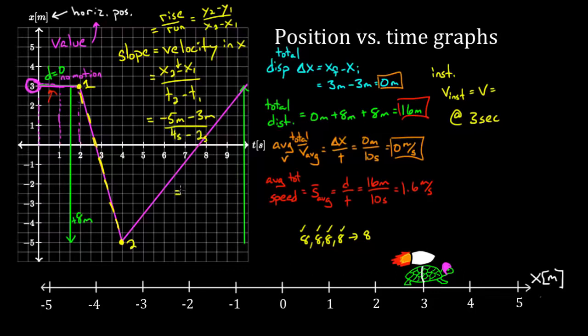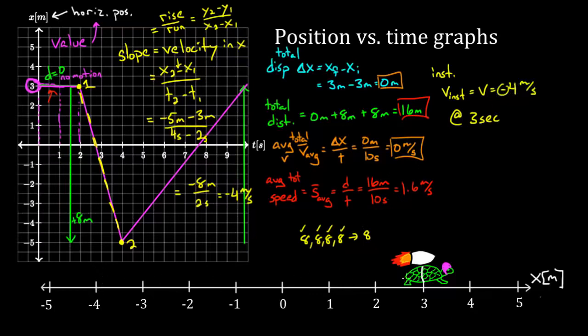And if you solve this thing, -5 and -3 is -8. Divided by 2 seconds, oops, can't forget my units. Oh, look at that, I got -4 meters per second. That was the instantaneous velocity at 3 seconds, -4 meters per second. Negative because the turtle was going backwards.